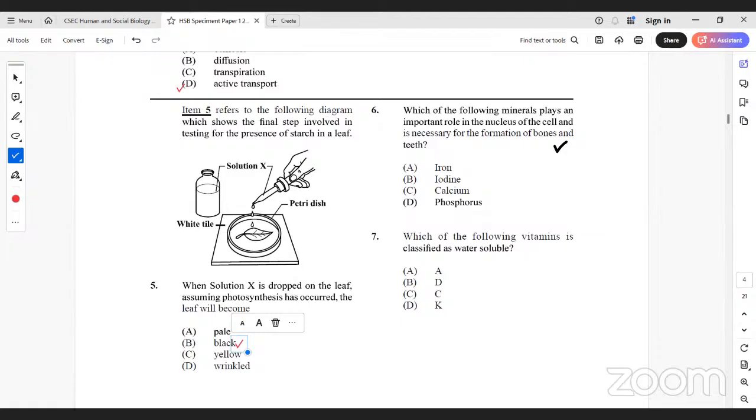Right? This is question 6. You all will be surprised to know that the answer is not calcium. The answer is phosphorus. I was trying to stress on the bones and the teeth, and it plays an important role in the nucleus of the cell. The answer is D, phosphorus. All right?